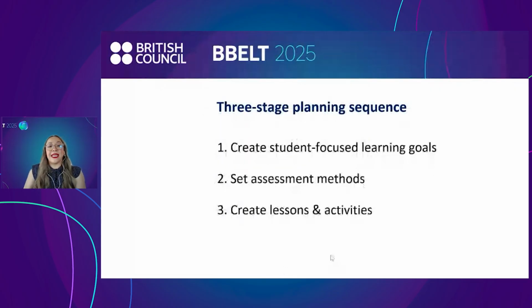Backwards planning basically has 3 stages to the planning sequence. The first one is going to create student-focused learning goals or objectives. The second one is to set the assessment methods or the evaluations. And the third and last one is going to be to create lessons and activities. We are going to look a bit more into each of these steps now.